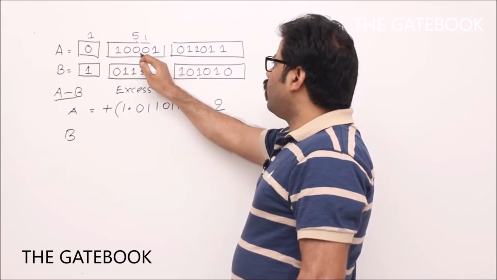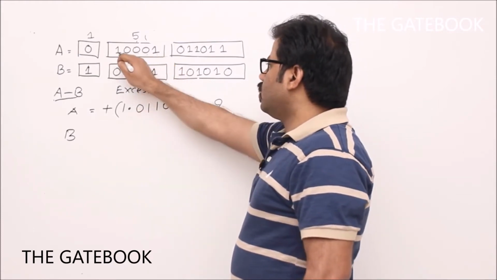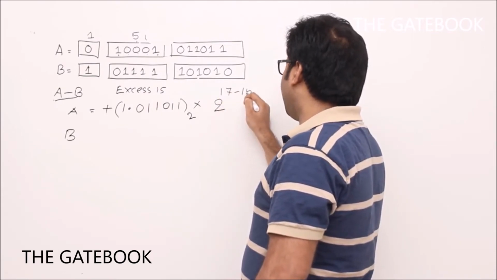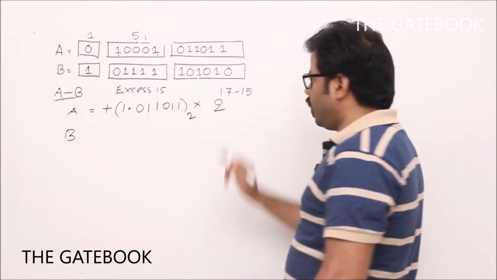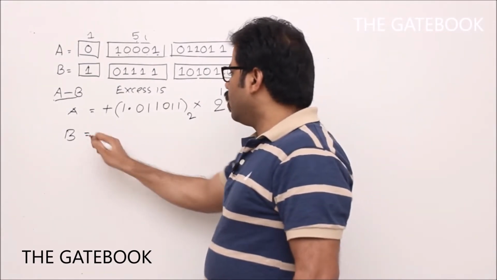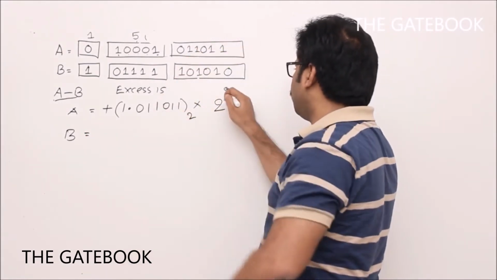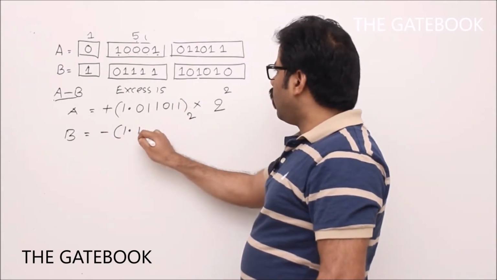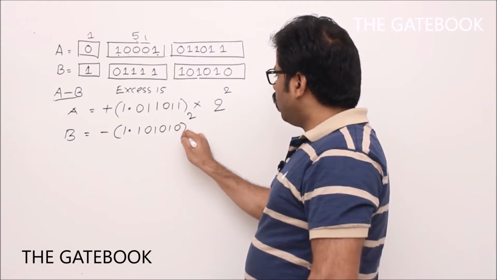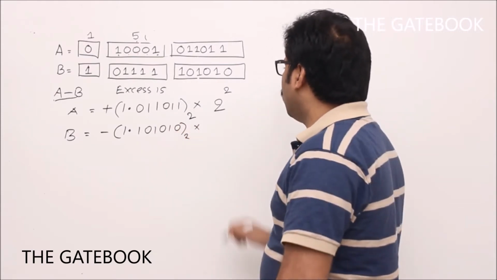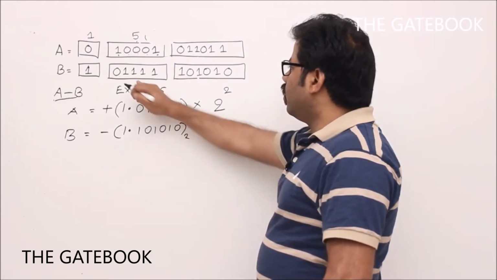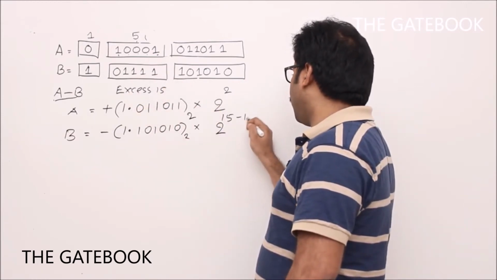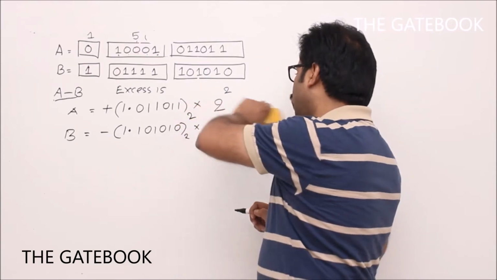2 power 0, 2 power 1, 2 square, 2 cube, 2 power 4. This is 16, plus 1, 17. We know that it is excess 15 format, so 17 minus 15 is 2. B is minus 1.m, where m is 101010 base 2 into 2 to the power of 15 minus 15. Just check it out: 15 minus 15 is 0. Right.